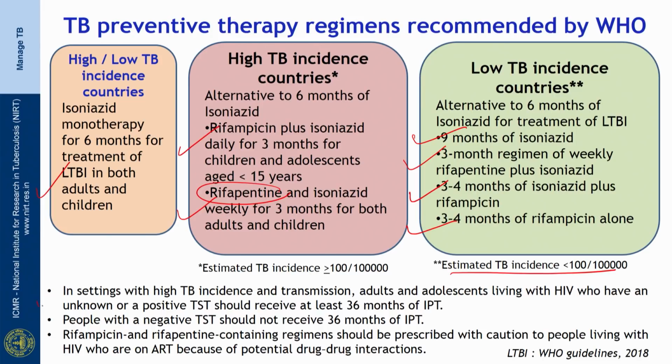In settings with high TB incidence and transmission, adults and adolescents living with HIV who have an unknown or positive tuberculin skin test should receive at least 36 months of Isoniazid preventive therapy. This is based on previously published studies. People with a negative TST should not receive 36 months of isoniazid preventive therapy. It is important to bear in mind that rifampicin and rifampicin containing regimens should be prescribed with caution to people living with HIV who are on ART because of potential drug-drug interactions.